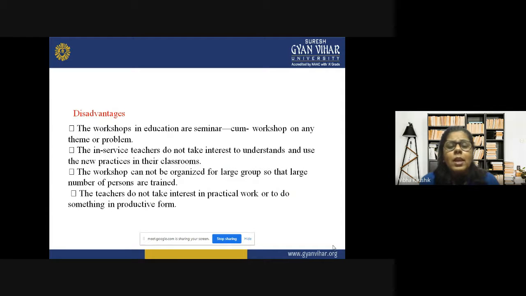The workshops cannot be organized for large groups. Means the workshop can be organized for smaller groups only, so it is difficult to train a large number of people altogether. The teachers do not take interest in practical work where they have to involve in the teaching learning process, where they have to do something, then only they will learn that concept, or to do something in a productive form.